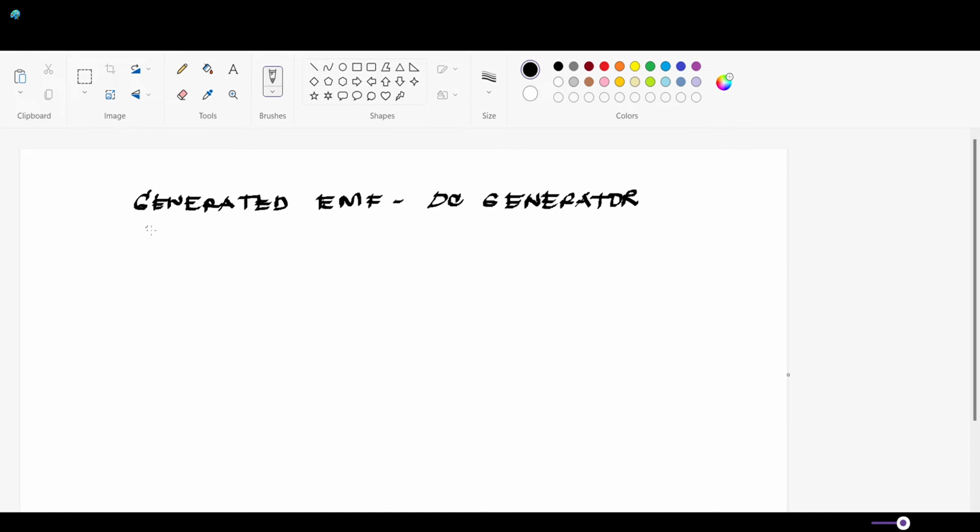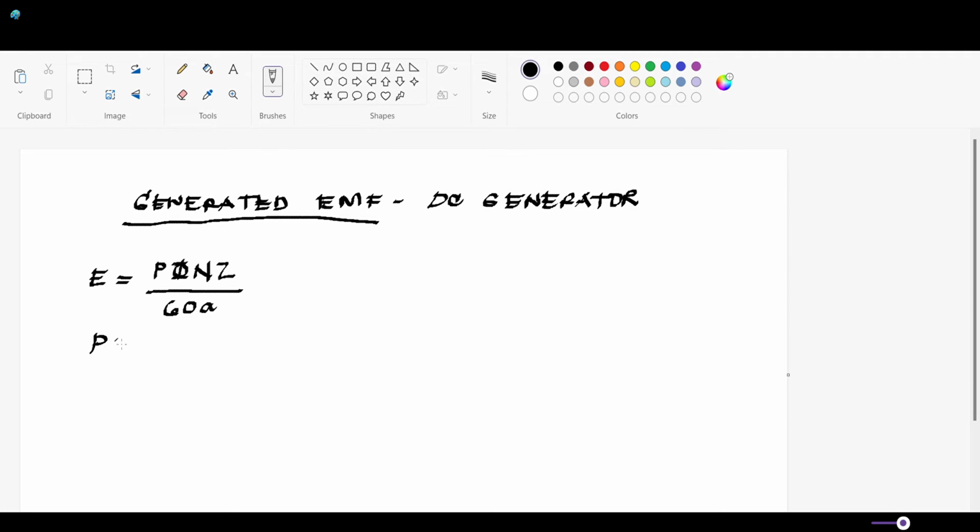In order for us to solve the generated EMF of a DC generator, we will be using the Lenz's law formula. That would be E, which stands for the generated EMF, is equal to the number of poles, the flux, the speed, and the number of conductors divided by 60 times the parallel path.